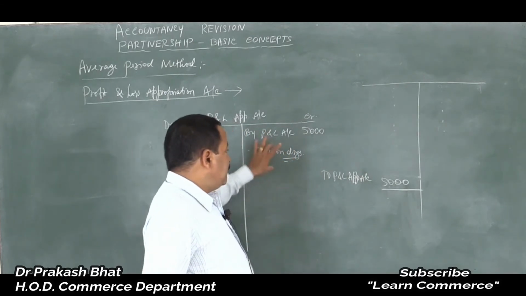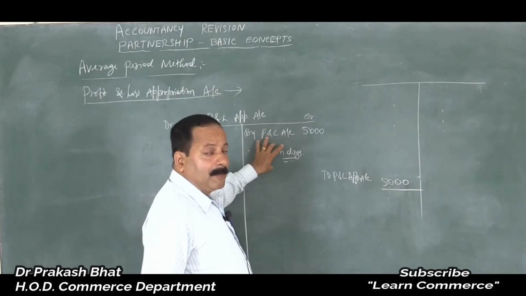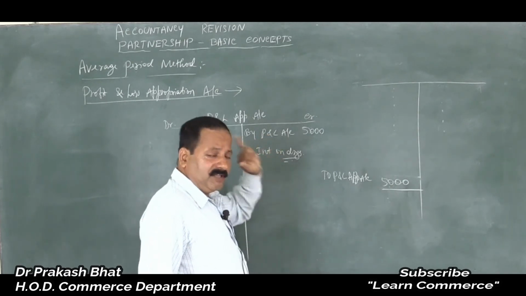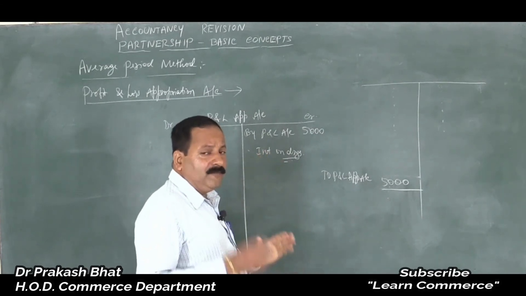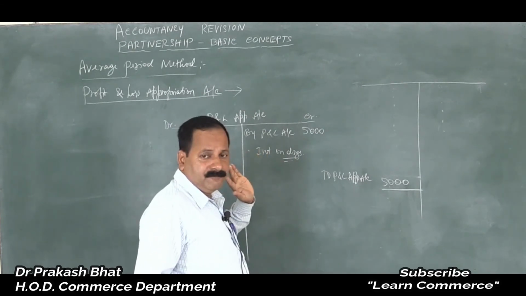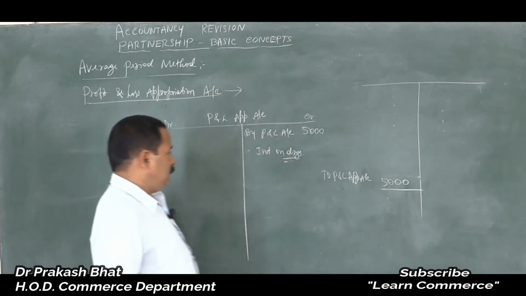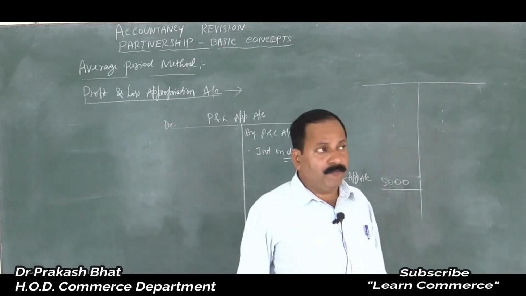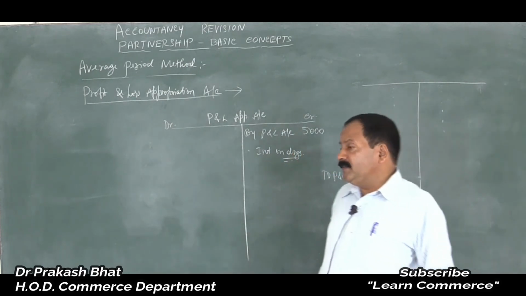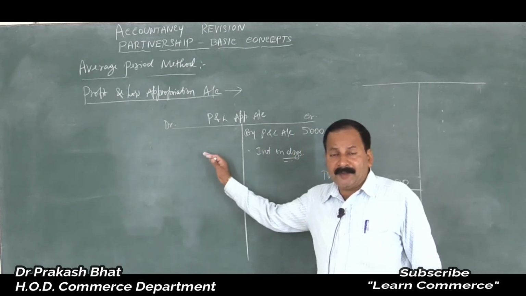Capital items, that is drawings, will go to the capital account, and interest on drawings, adjusting entries only will appear in this. Again, they may give you capital balances of the partners, maybe 40,000 and 30,000. In that case also, don't enter capital balances here.